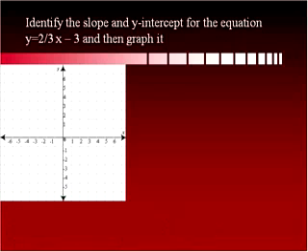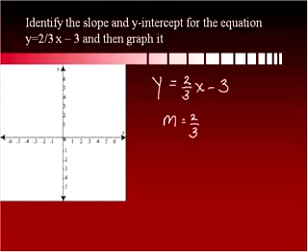Let's take a look at this one. We're going to identify the slope and the y-intercept for this equation, and then we're going to graph it. So it is solved for y, so that means that it is in slope-intercept form. The slope is 2/3. And the y-intercept is -3, or as an ordered pair, 0, -3.